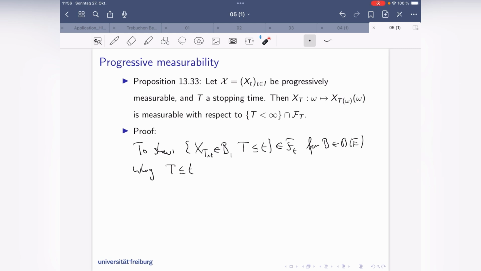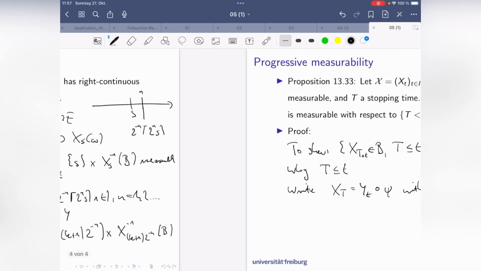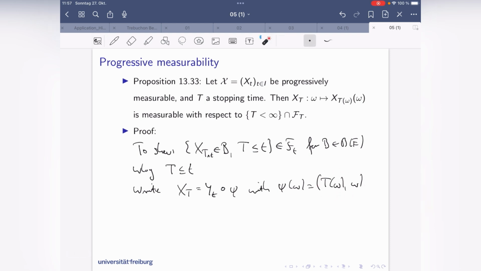So big T is bounded by small t, and I can use this here. In the case that big T is smaller or equal than small t, I can write X_T equals Y_t composed with psi of omega, equal to (T(omega), omega). And Y_t is the Y_t that we had here. So first use this thing here, and then use Y_t.